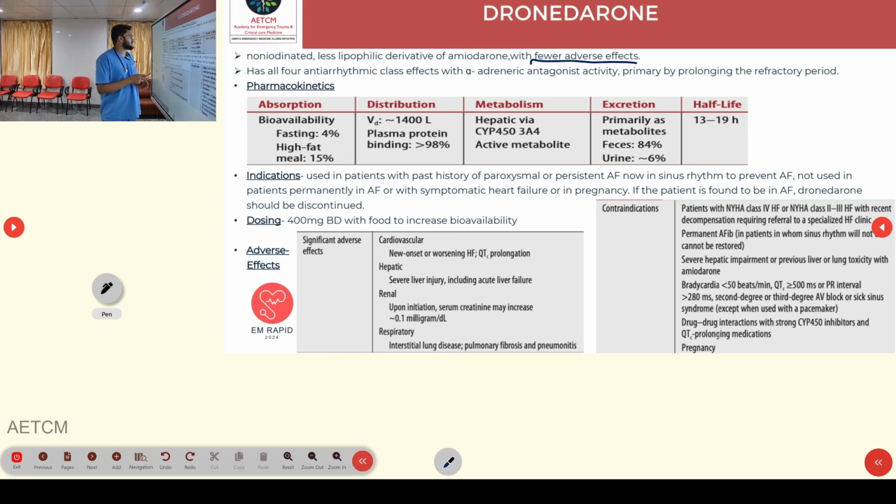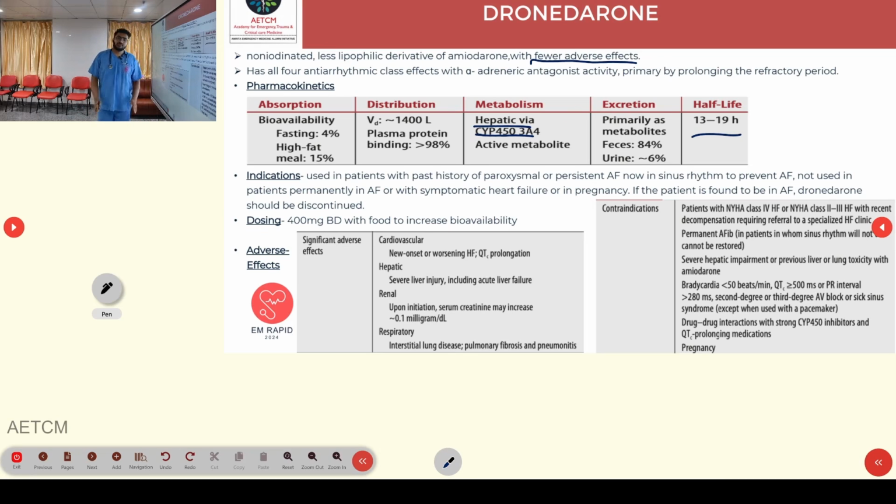And pharmacokinetics wise, the volume of distribution is around 1400 liters, plasma protein binding of greater than 98%, hepatic metabolism similar to that of amiodarone, CYP 450, and the metabolites are excreted in feces and urine, half-life of around 13 to 19 hours.